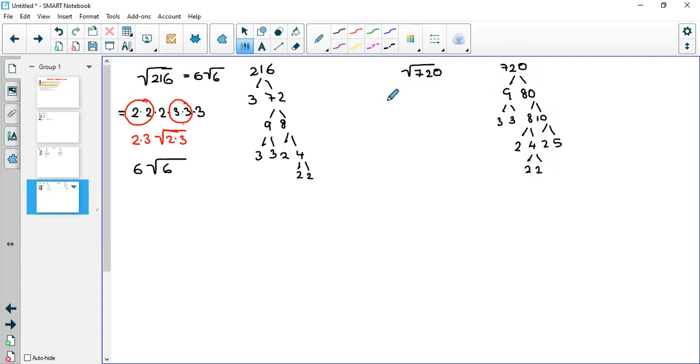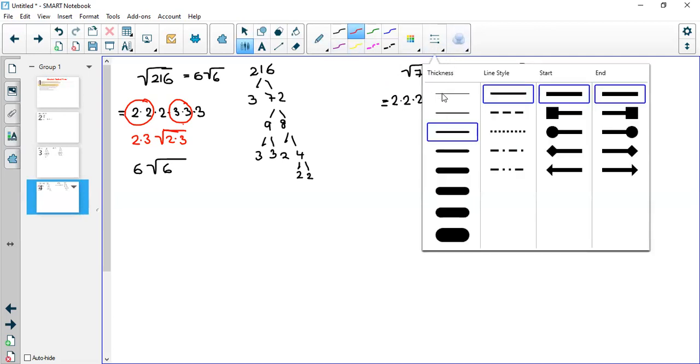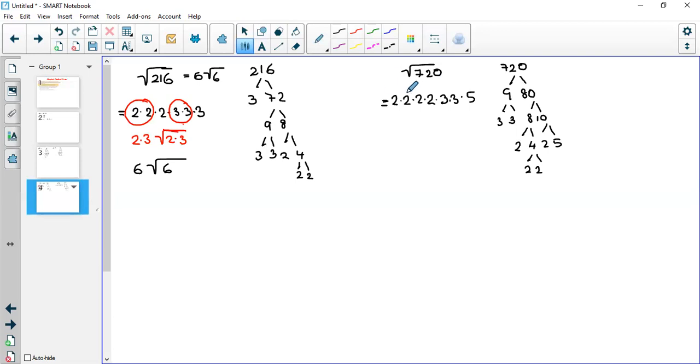So let's write the prime factors first. So how many 2's do we have? 1, 2, 3, and 4. So we have four 2's. And then we have two 3's, so 3 and 3, and then we have a 5. So let's group them now. So to group them, we need 2 in each group. So that's a pair of 2, again another pair of 2, and a pair of 3.